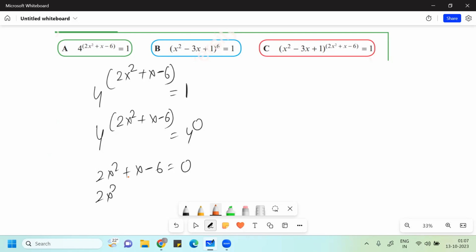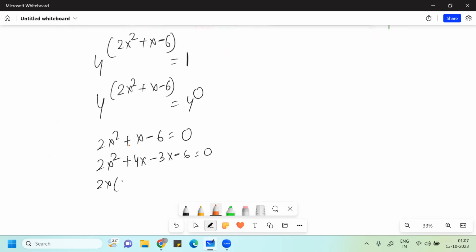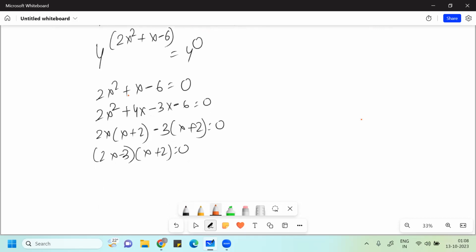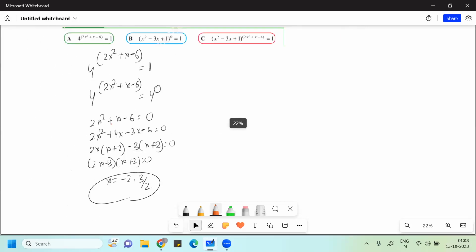So 2x square, and this I can write as 4x minus 3x. So 4x minus 3x minus 6 is equal to 0. So this would be 2x into x plus 2, minus 3 into x plus 2 is equal to 0. So I'll get 2x minus 3 into x plus 2 is equal to 0. So I'll get the value of x as minus 2 and 3 by 2. So here I got the value of x as minus 2 and 3 by 2.